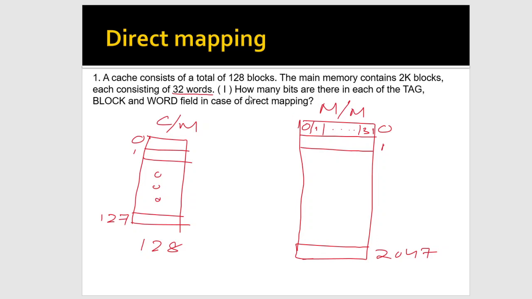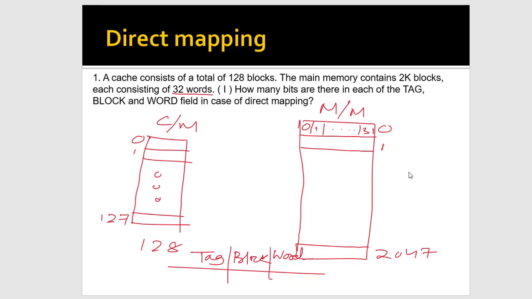Then it is asking: how many bits are there in each tag, block, and word field in case of direct mapping? That means ultimately it is asking for the tag size in terms of bits, the block size in terms of bits, and the word size. This is the addressing format in case of cache.